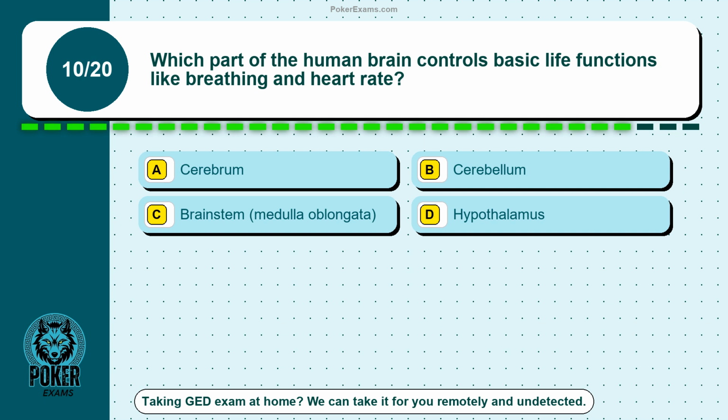Question 10. Which part of the human brain controls basic life functions like breathing and heart rate? Option A. Cerebrum. Option B. Cerebellum. Option C. Brainstem, medulla oblongata. Option D. Hypothalamus.